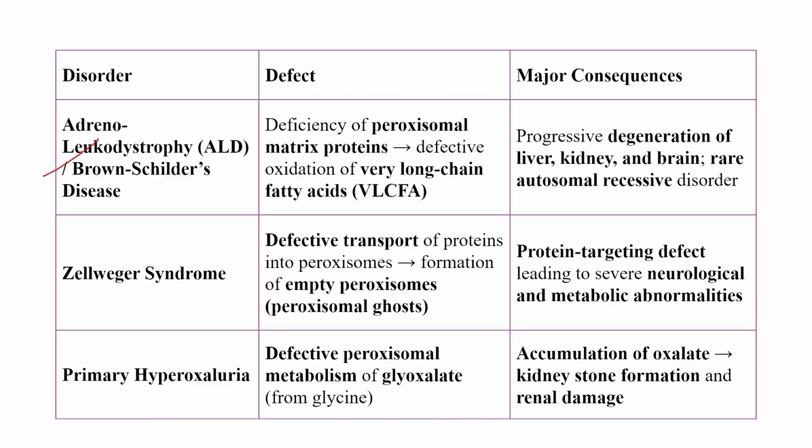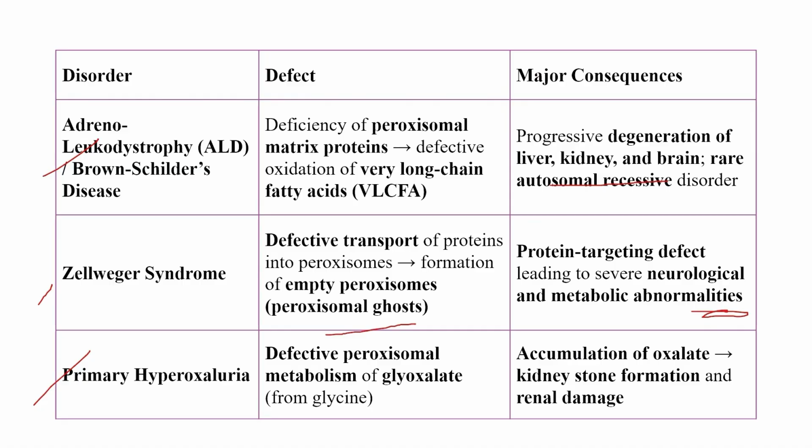Adrenoleukodystrophy, Brown-Schilder's disease, Zellweger syndrome, and primary hyperoxaluria. Right? In ALD, there's deficiency of peroxisomal matrix proteins, which results in defective oxidation of very long-chain fatty acids, and consequently there is progressive degeneration of liver, kidney, brain. It's a rare autosomal recessive disorder, right? In Zellweger syndrome, there is defective transport of proteins into peroxisomes, and there is formation of empty peroxisomes, which are called peroxisomal ghosts. So it's a protein targeting defect leading to severe neurological and metabolic abnormalities.